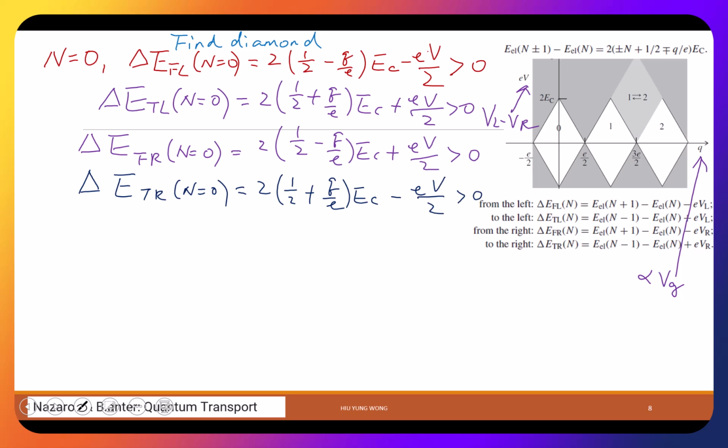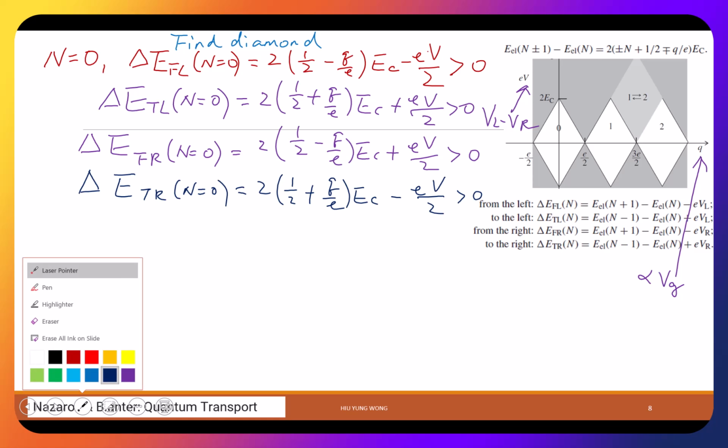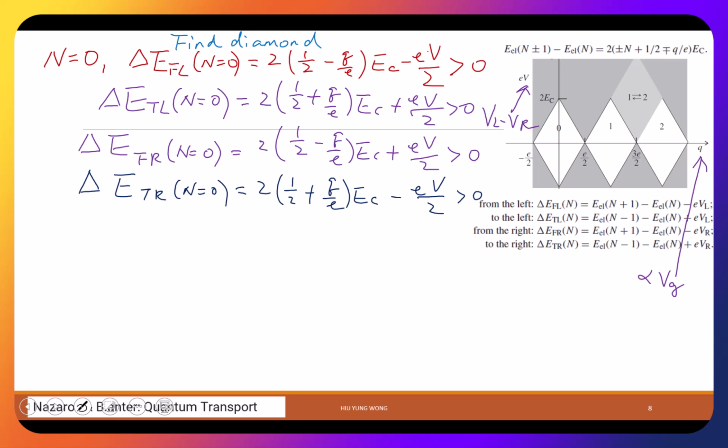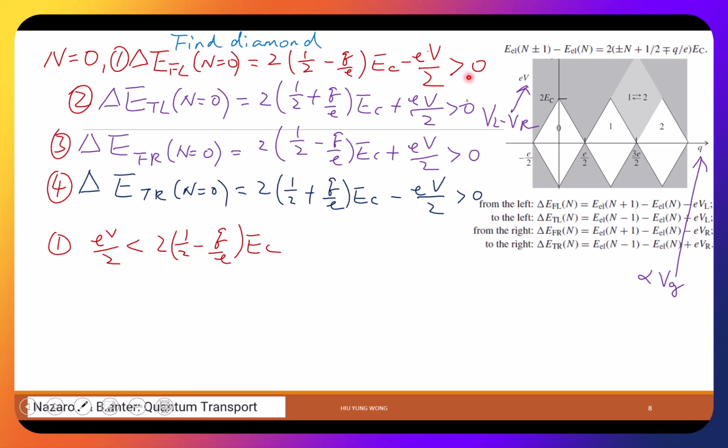If you fulfill this condition, then you are in the Coulomb blockade regime, so all of these conditions. Let me call this 1, this 2, this 3, this 4. For 1, what is the condition? It says that EV over 2 needs to be less than 1 over 2 minus Q over E times EC. This one needs to be larger than 1, so then this one needs to be smaller than this guy.